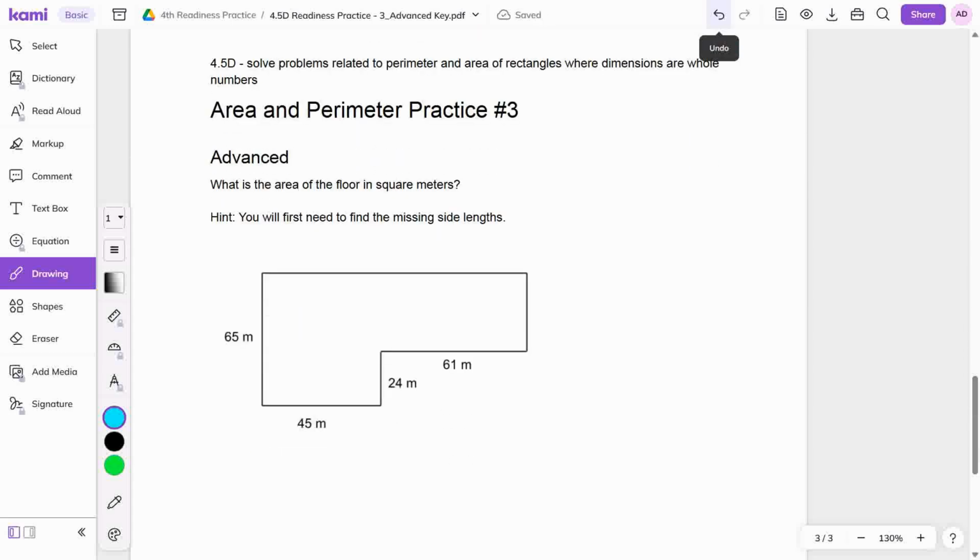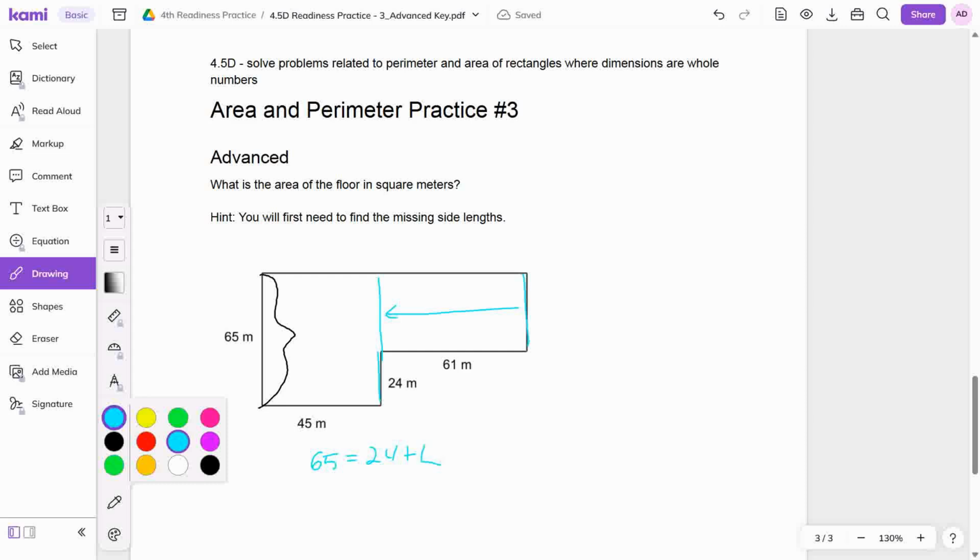For our last problem, we have a composite shape here, and we've got some missing side lengths. And there's a hint. You will need to find the missing side lengths first. So let's look at this one. If I could say this 65 right here is equal to this side length plus this side length. If I were to bring this side length right here, I can get all of that together. It'd be one continuous line. So that means that the 65 is equal to the 24 plus this missing number.